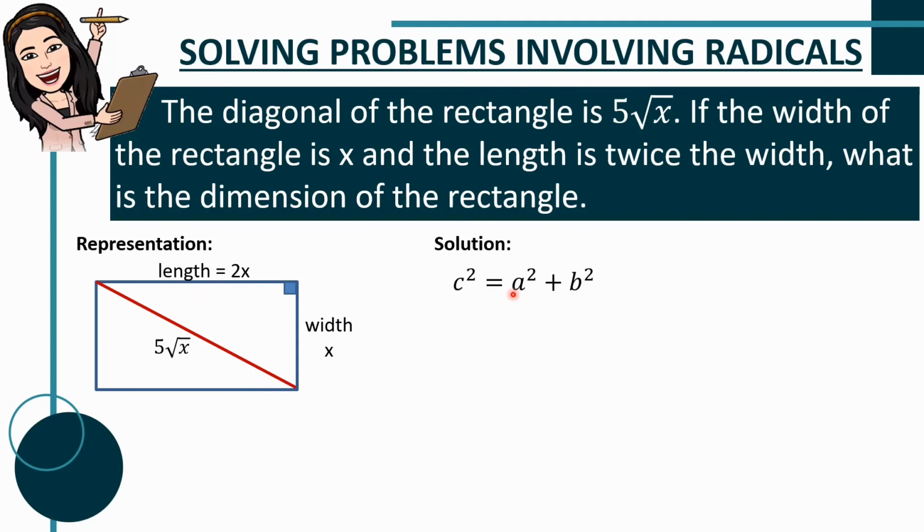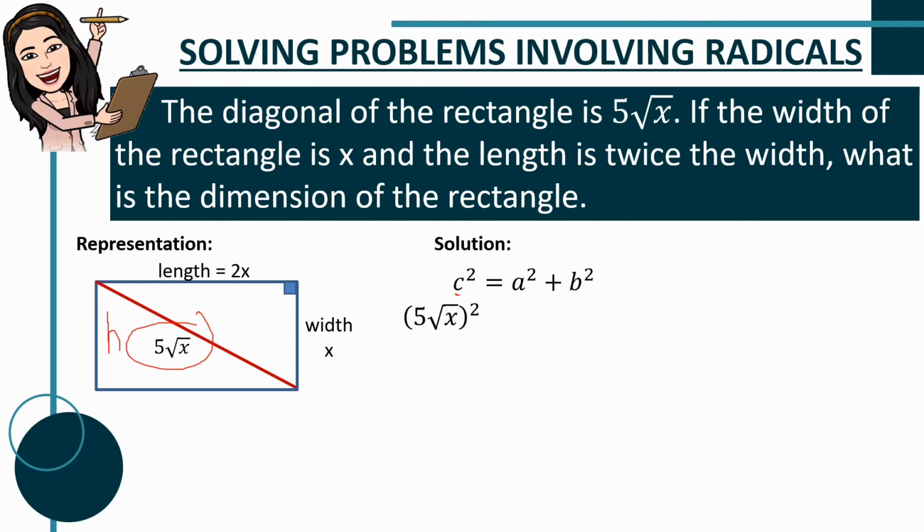So this will be equal to, okay, alin yung C natin sa hypotenuse? Asan yung hypotenuse natin dito? Very good. Ang hypotenuse natin is 5 square root of x. Maliwanag? Okay. So this is our hypotenuse. If this is the hypotenuse, therefore, C is equal to 5 square root of x quantity squared.